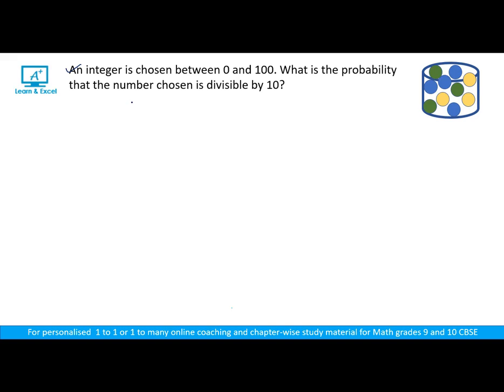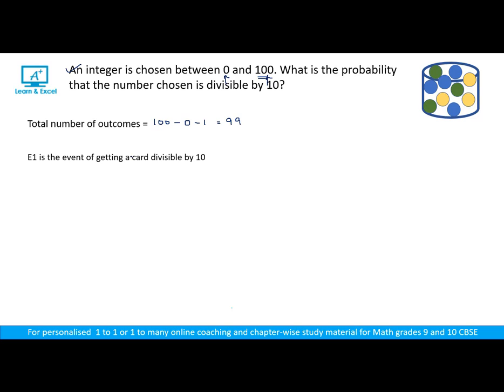An integer is chosen between 0 and 100. We have to find the probability that the number chosen is divisible by 10. Let us first find the total number of outcomes. For this, we see that the last integer given to us is 100 and the first integer is 0. So we subtract 0, and we also subtract 1, because we are not going to include the integers 0 or 100. So the total number of outcomes is 99.